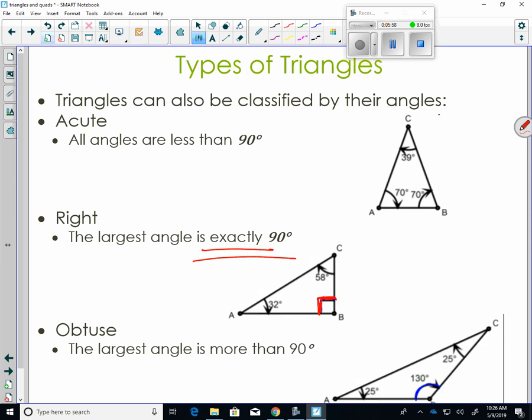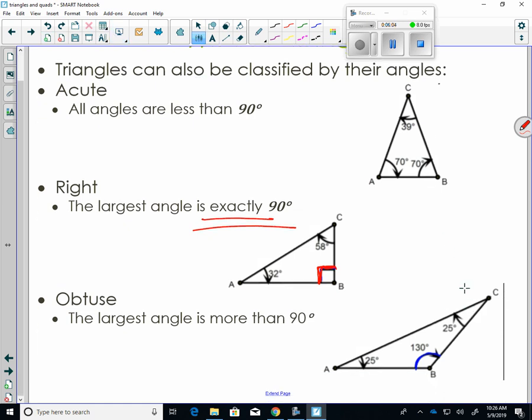The last type of triangle is called obtuse, and it means that the largest angle is more than 90. So it's kind of like leaning over like this kind of thing, right? Like, you know what I mean? Like an open, falling down triangle. Obtuse.